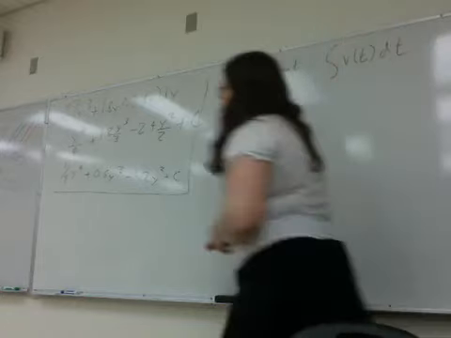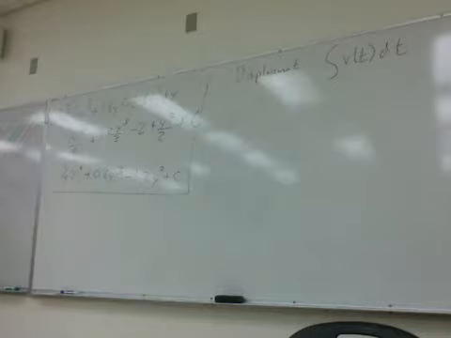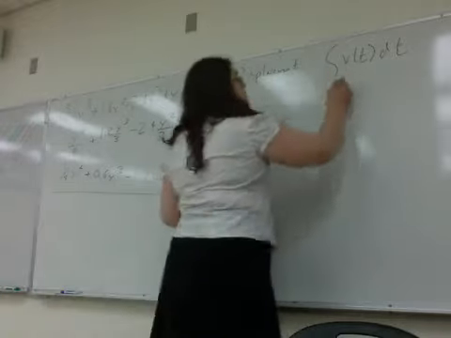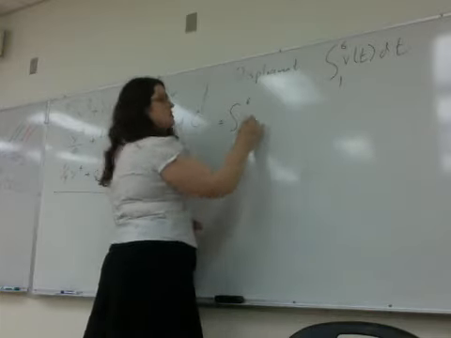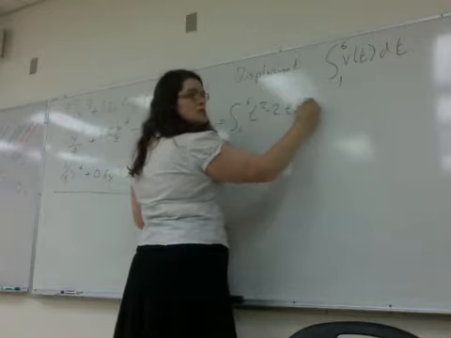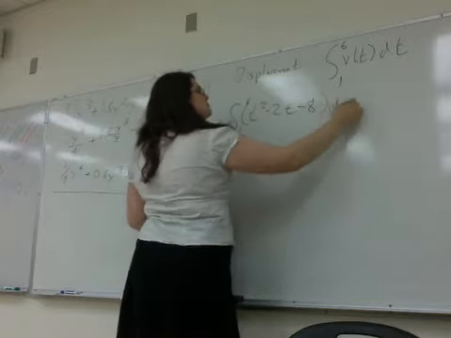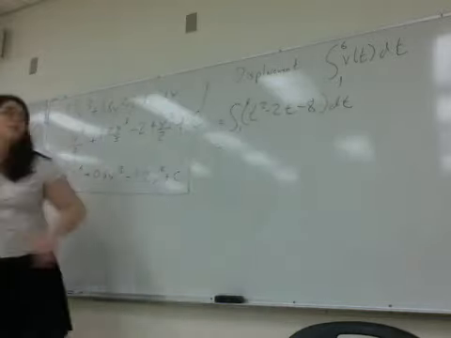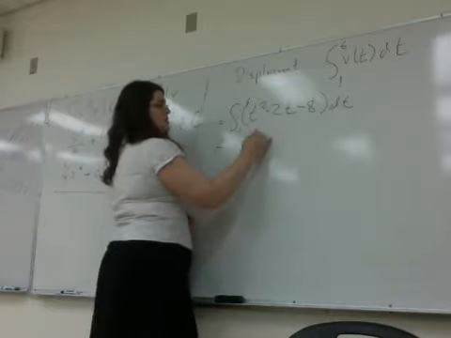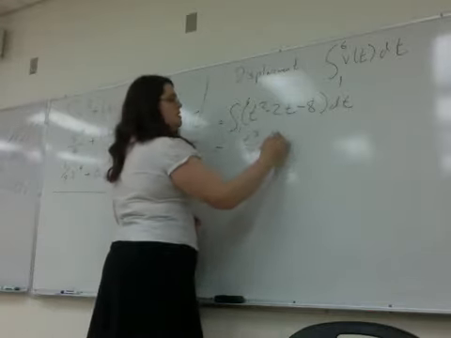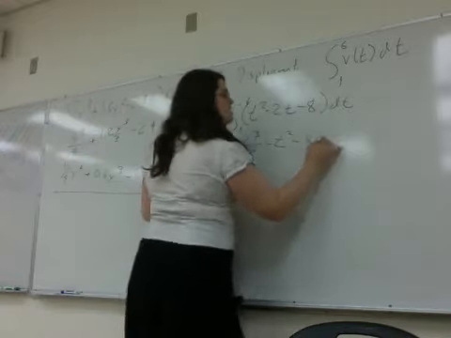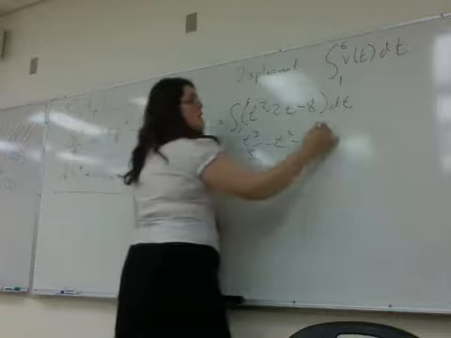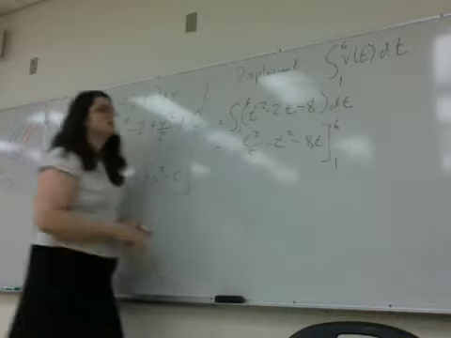Now here, we're talking about this interval of time from 1 to 6, so the limits of integration are going to be 1 and 6. The velocity function is t squared minus 2t minus 8. The antiderivative of t squared is t cubed over 3, the antiderivative of 2t is t squared, and the antiderivative of 8 is 8t. We've got to do this whole thing from 1 to 6.